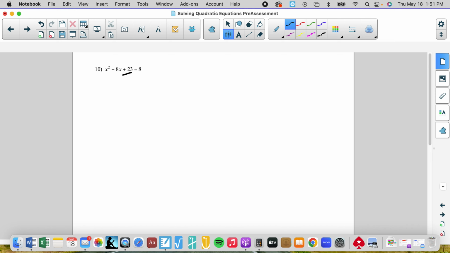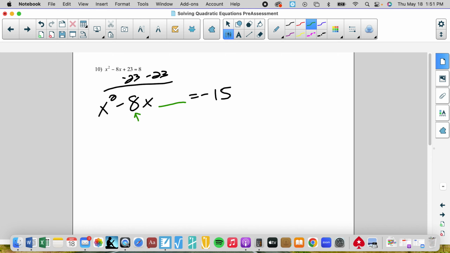This 23 does not make this a binomial square. So I'm going to subtract 23 from both sides. X squared minus 8x equals, what's that? -15, I think. So now we ask ourselves, what constant do we need here to make this a binomial square? So we're going to take half of my b value, which is -4, and square it, which is 16.